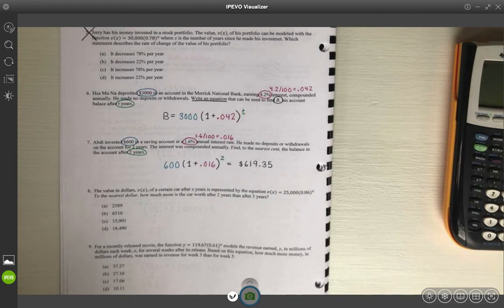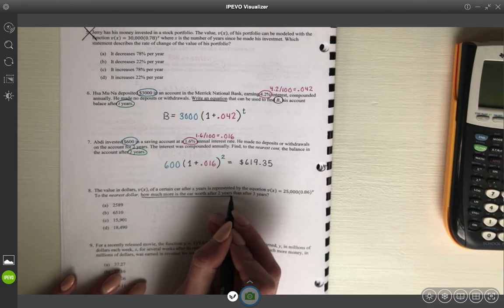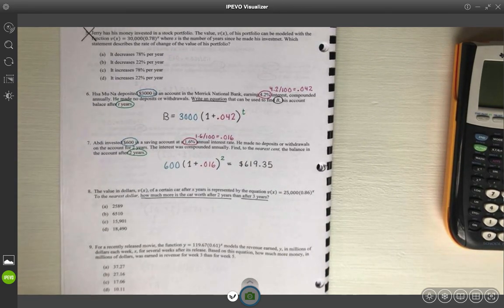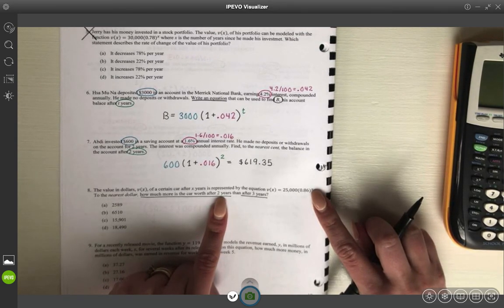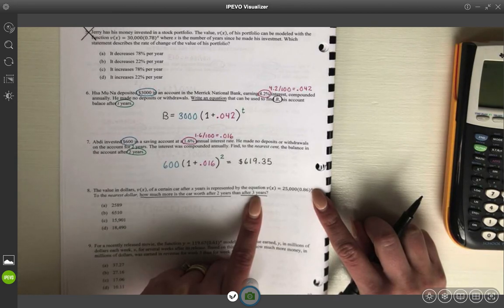So this is a different type of question than we've been asked before. It wants us to compare how much the car is worth after 2 years and after 3 years. 2 years and 3 years, that's talking about time. So what we need to do is, where the x is, sub in a 2 and see how much the car is worth then. And then sub in a 3 and see how much the car is worth then.